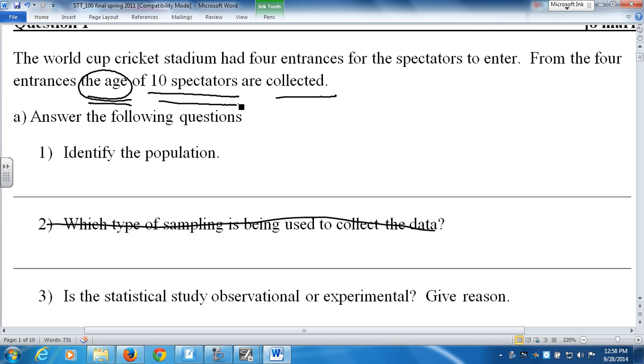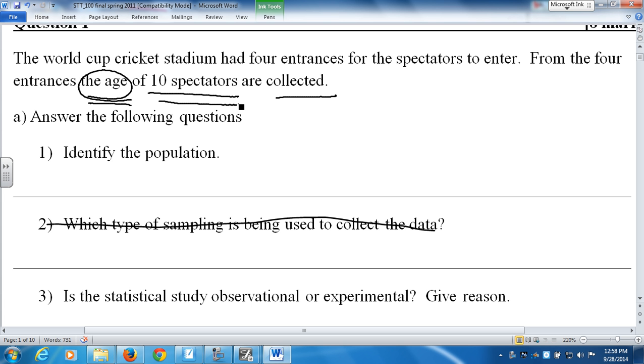So who are we studying actually? We're studying the spectators. Even though we only asked 10, this study is made about all the spectators. From these 10, we try to get an idea about the age. We cannot ask everyone, so we got an idea about the age from these 10. So that's called my population. The population is all the elements that are meant to be carrying the data for your study.